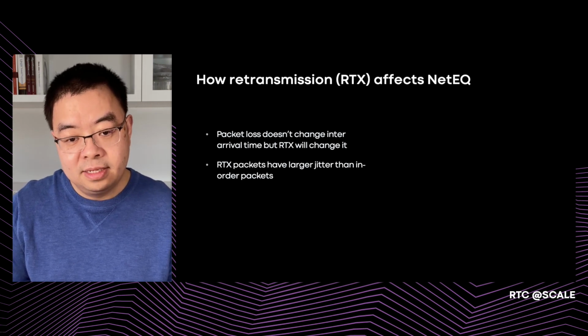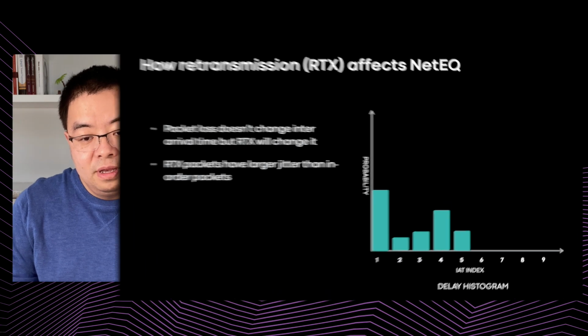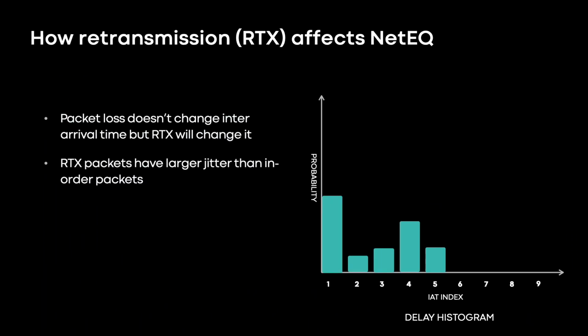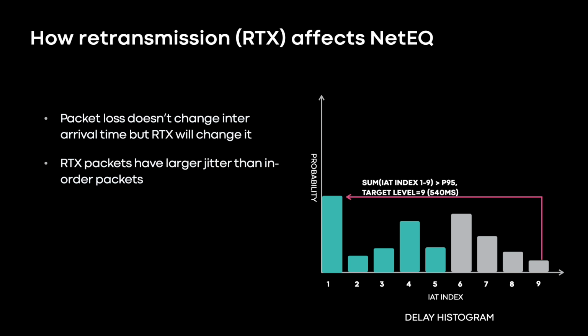How will that affect the delay histogram from NetEQ? So this is the distribution normally for in-order arrival packets. But when we add those RTX packets, the delay histogram distribution is going to shift right. Then in order to cover 95% of packets, we have to cover it at a larger bucket index. So in this example, P95 of all arrival packets will happen at bucket index 9, which means 540 millisecond equivalent. Therefore, we can see RTX can actually increase the NetEQ delay.